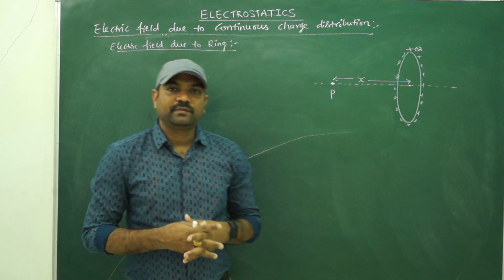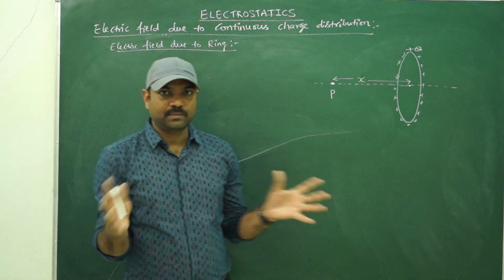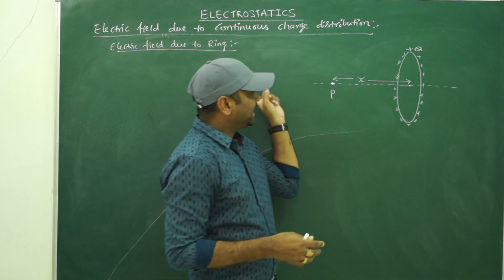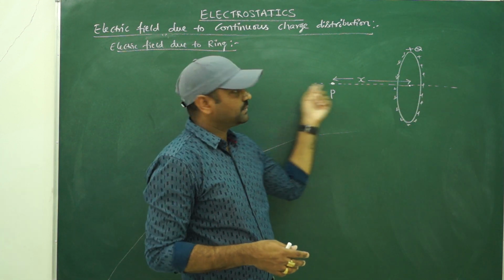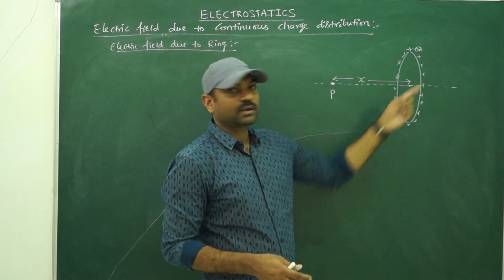So the next part of the video is finding the electric field due to a charged ring. It's a complete ring now. But again, where are we taking the point? The point we are taking is on the axis of the ring. What is the meaning of the axis of the ring? If you draw a line passing through the center and perpendicular to the ring plane.